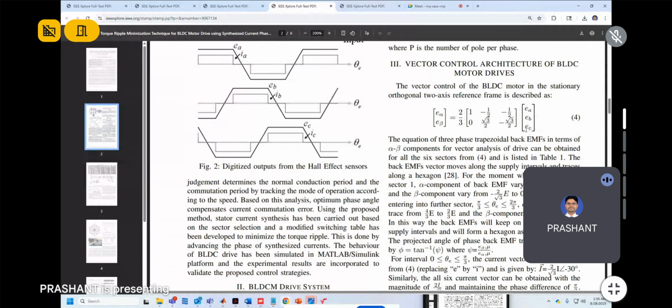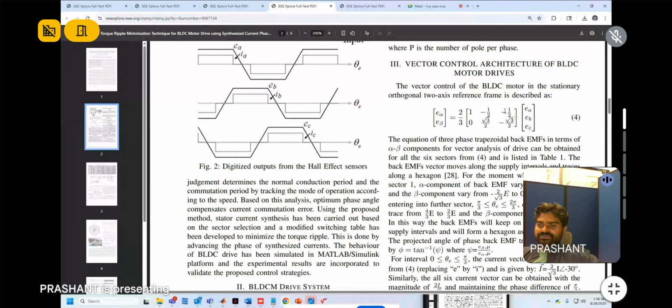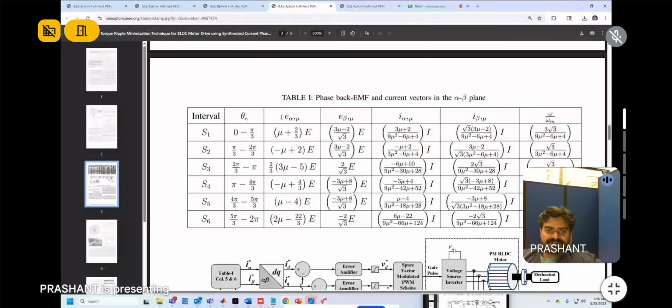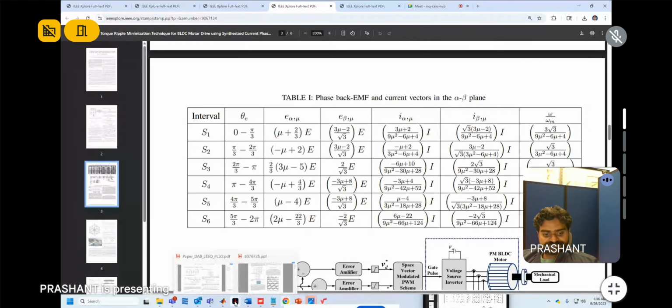First I obtained EA, EB, EC, and from the two axis reference frame, X alpha and X beta can be transformed from XA, XB, XC using these matrix equations, the Park's transformation. From that, E alpha, E beta, I have done here in tabular form. And now I will explain how to develop the modeling of this equation for the BLDC motor drives. Now coming to this part.